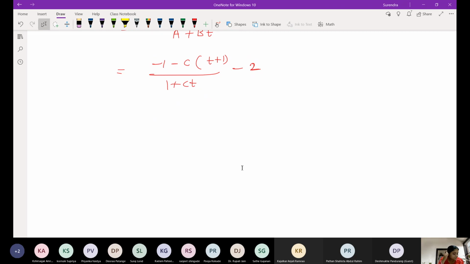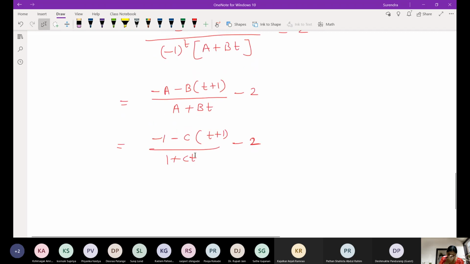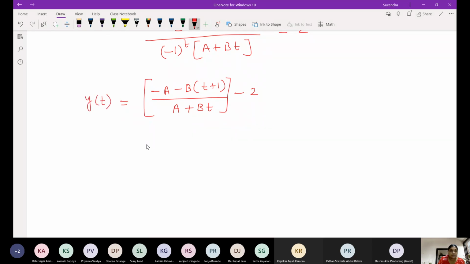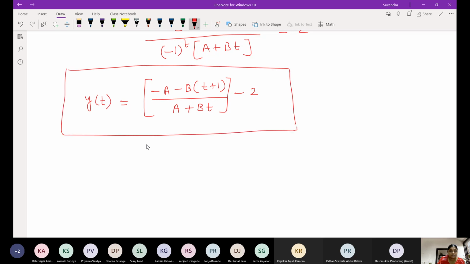Where c is arbitrary. Or this much is enough, instead of writing in c, not necessary. This is given in the book, but this is not necessary because it won't give the general solution when a is equal to 0. So that much is enough. That is my y of t. Is that okay? Where a and b are arbitrary constants.